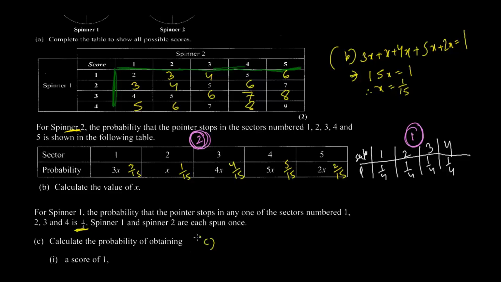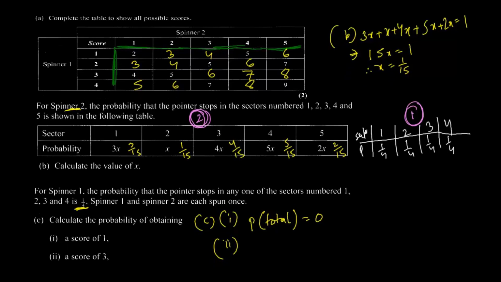So question number C, number 1. What would be the probability of getting a score of 1? So let's look at this total table. So there is no chance of getting a score of 1 because in this table, these are the totals. There is no total that we get 1. So the probability of getting a total of 1 is 0. Question number 2.